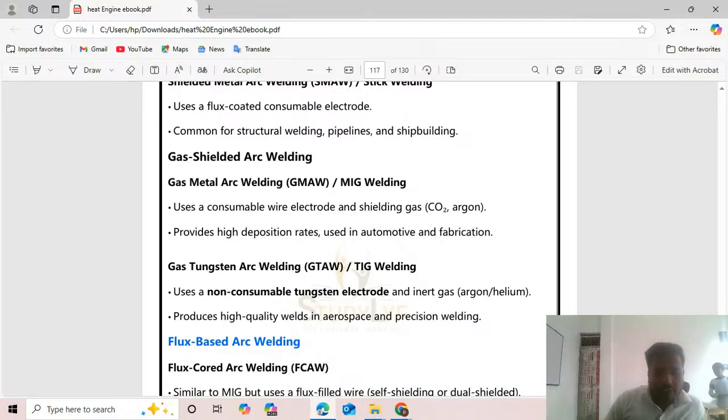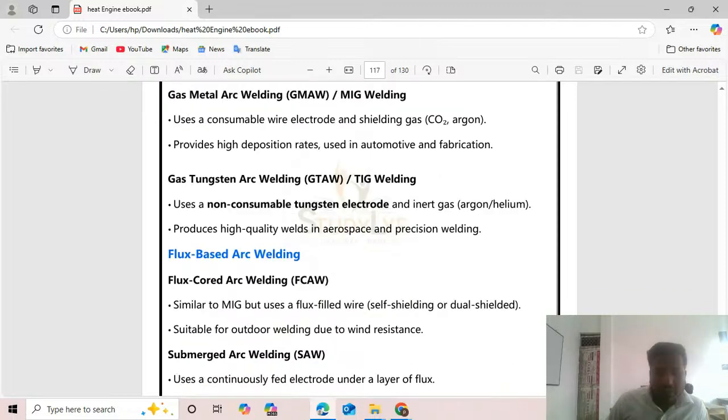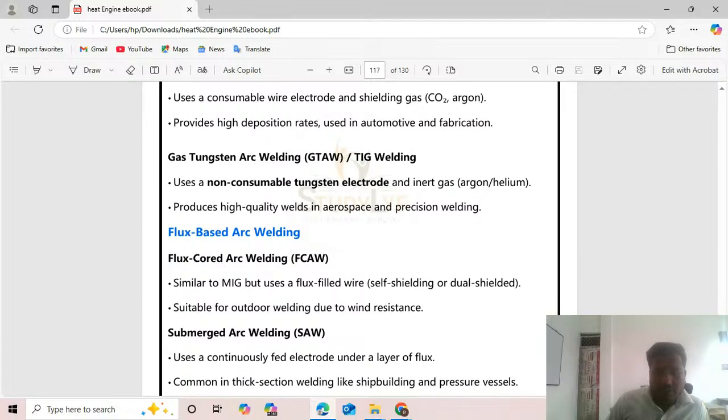It provides high deposition rates and is used in automotive and fabrication. Then gas tungsten arc welding, TIG welding, is also a welding process in which we use a non-consumable tungsten electrode and inert gas, argon and helium. It produces high quality welds in aerospace and precision welding. So in aerospace we are using TIG welding, tungsten.